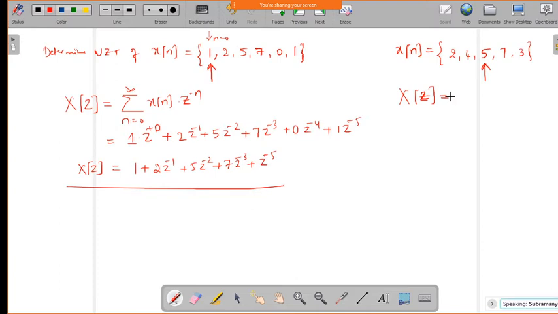So it should start from 0 only, right? I mean 5, 7, 3 only. Yes, you have to take only these values, because we are finding only for positive values, not negative values. Even if negative values are given, you should discard them and find only for these values. So then what you will get? 5 plus 7z inverse plus 3z power minus 2. Okay, so got it?